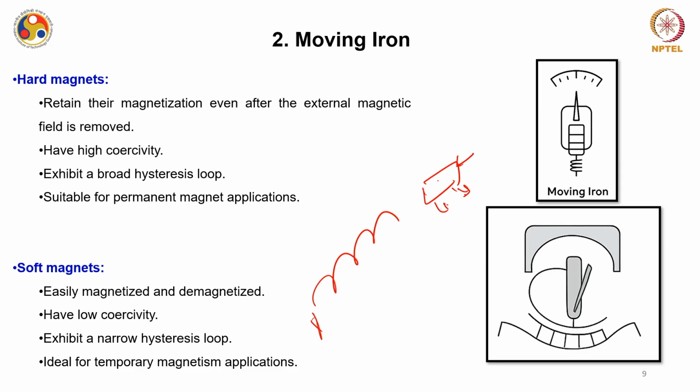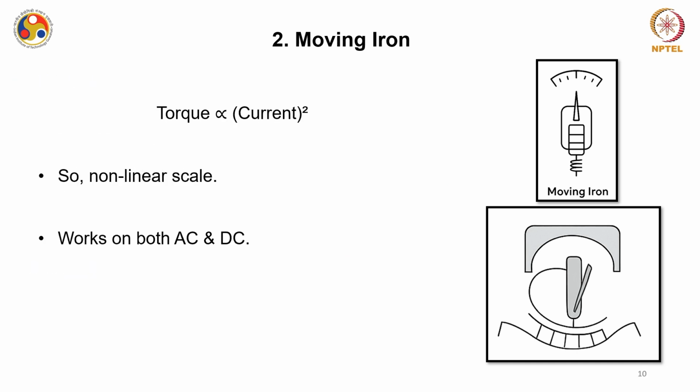So they have a low coercivity and a narrow hysteresis loop. If you compare with hard magnets, they have a much narrower hysteresis loop, and that's why these kinds of materials are ideal for temporary magnetism applications, such as in moving iron applications. Fine. So in this case, the torque is not proportional to current, but is proportional to current square.